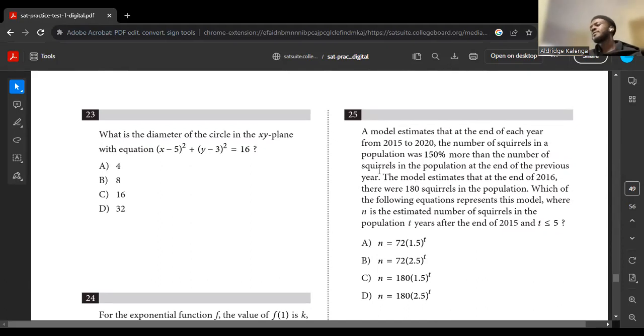But let's see. So it says a model estimates that at the end of each year from 2015 to 2020, the number of squirrels in a population was 150% more than the number of squirrels in the population at the end of the previous year. Okay, so at the end of each year, we have 150% more, right? So times 100% and then another 50. The model estimates that at the end of 2016, so after 1 year, there were 180 squirrels in the population. Which of the following equations represents this model where n is the estimated number of squirrels in the population T years after the end of 2015? So from 2015 to 2020, T changes from 0 to 5. So our answer is going to be easily B without even having to do too much calculation.